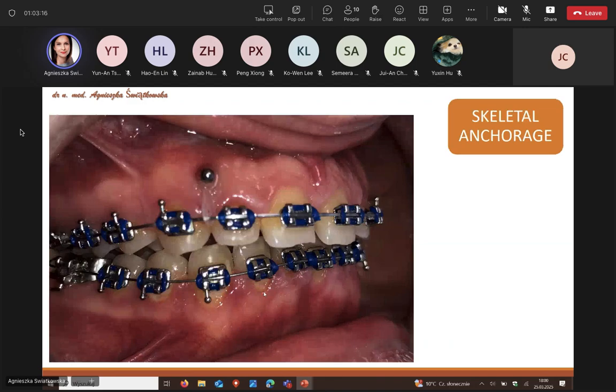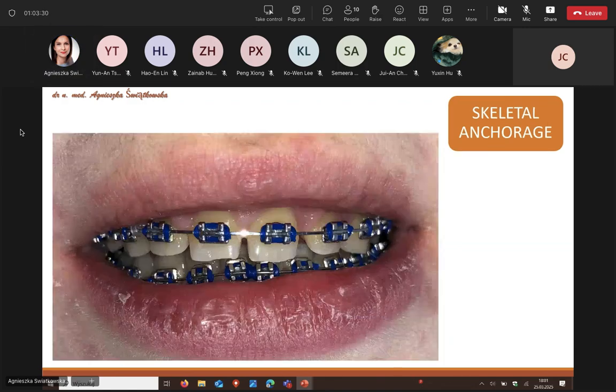So you see that here we use stainless steel, hard, not flexible wire. Here we start the treatment of the lower arch. That's why it's still elastic nickel-titanium wire. You see that we achieve the correct level.